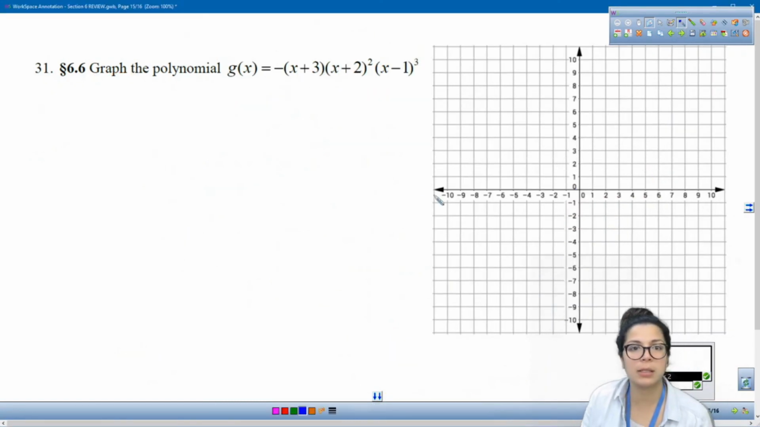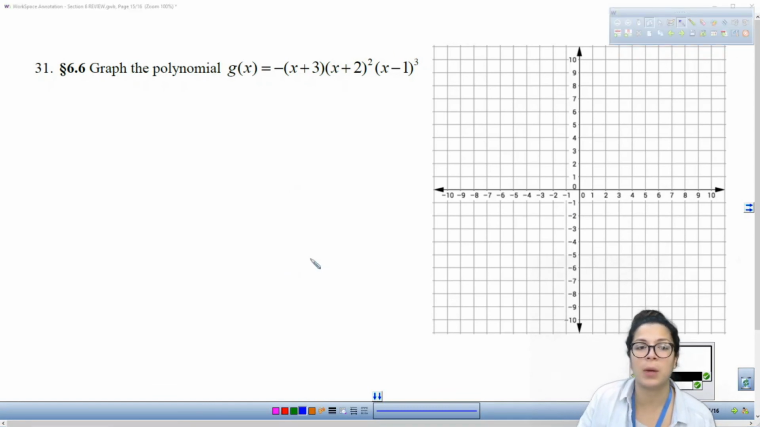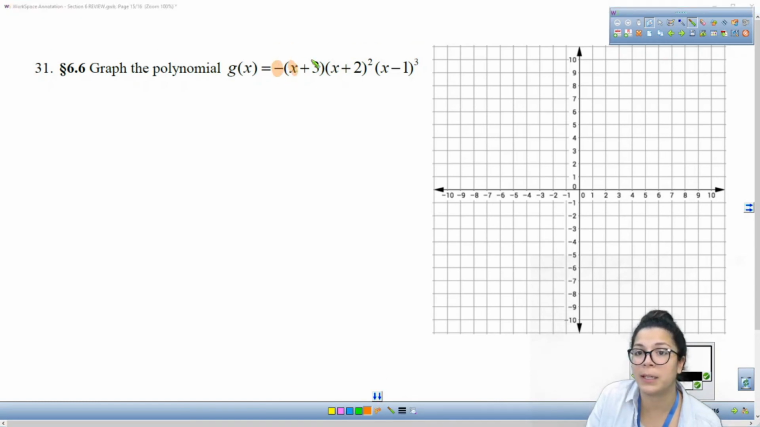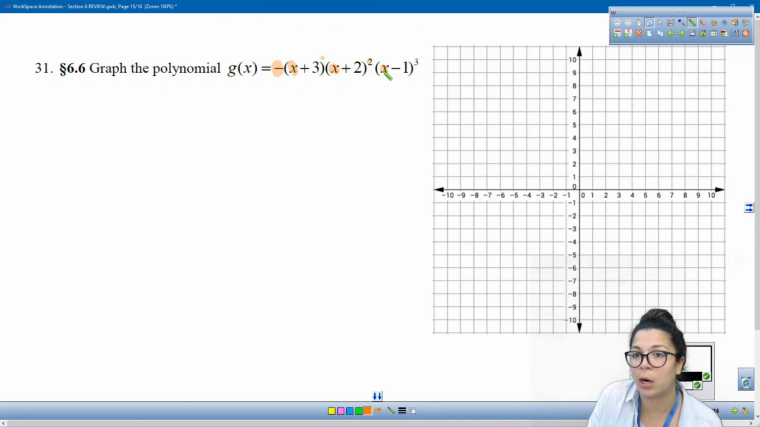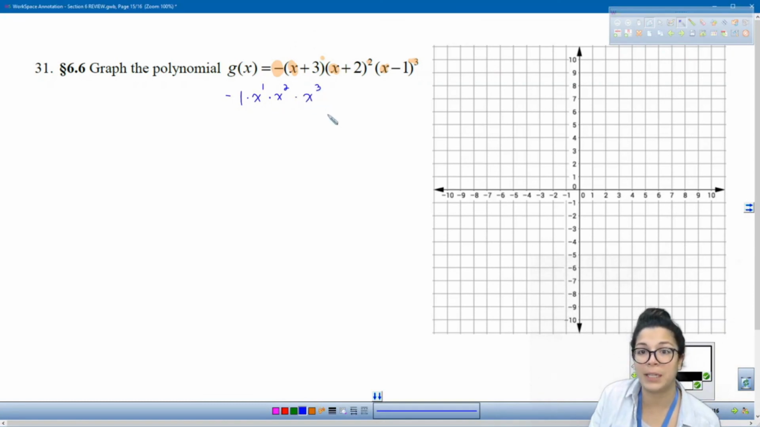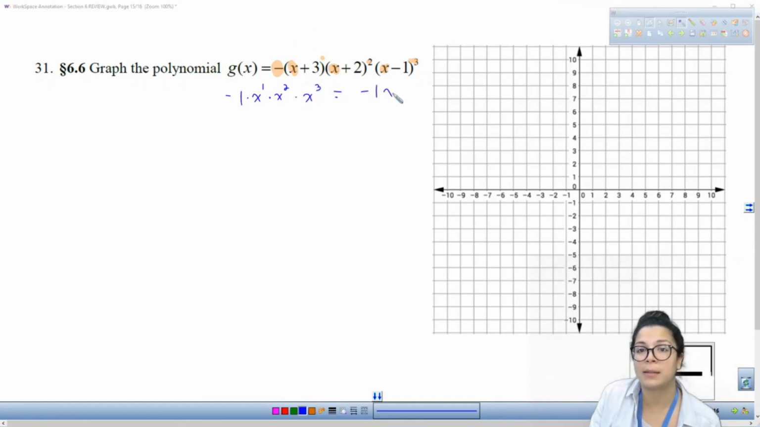Let's move right along to number 31. So on 31, I'm graphing this one as well. So on this one, we need to go ahead and find the end behavior by doing the trick. Take the coefficient, multiply each variable with its power. Okay, so negative 1 times x to the power 1 times x to the power 2 times x to the power of 3. So that will give me negative 1 x to the power of 6.